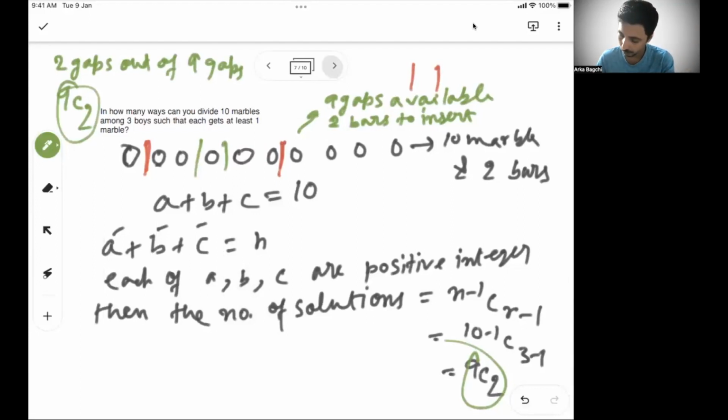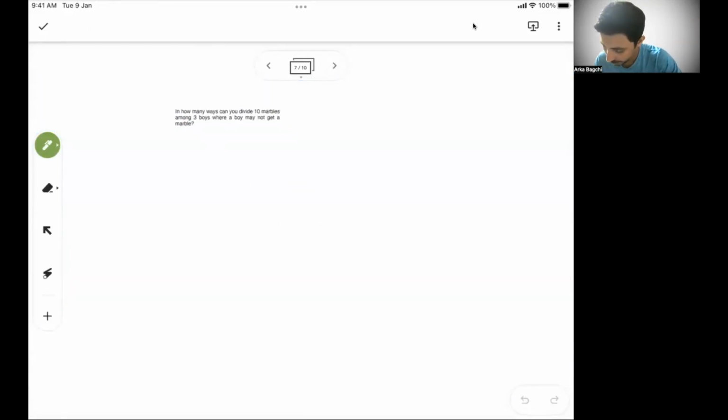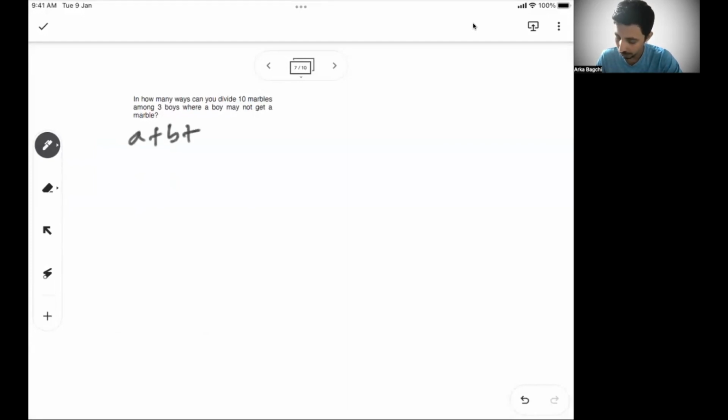Okay. Now, moving on, if you see the next problem, it typically says, in how many ways can you divide 10 marbles among 3 boys where a boy may not get a marble? So one person may not get a marble. So previously it was getting a marble. Here they may not get a marble. So what we say is A plus B plus C equal to 10, but non-negative solutions. What does it mean? Non-negative integer solutions.